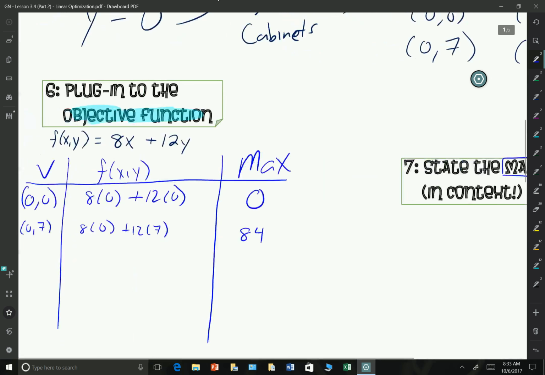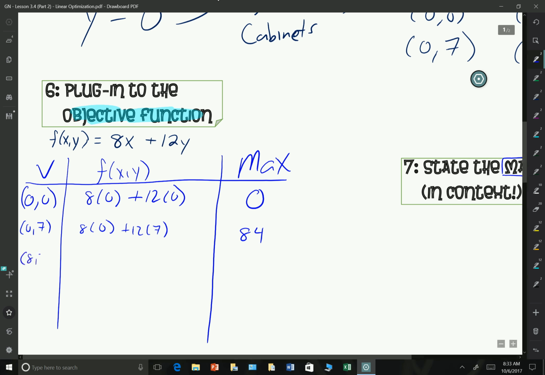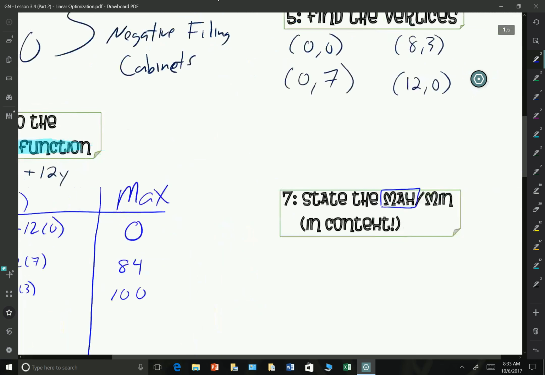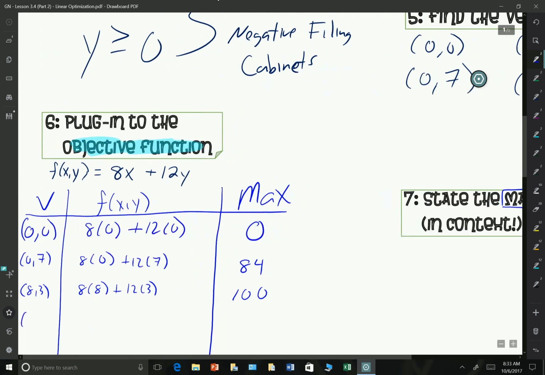8, 3? 8 times 8 plus 12 times 3. I think that's 64 and 36, right? 100, right? Trust me, it's 100. Pythagorean triple. 12 and 0. 8 times 12 plus 12 times 0 is 96.